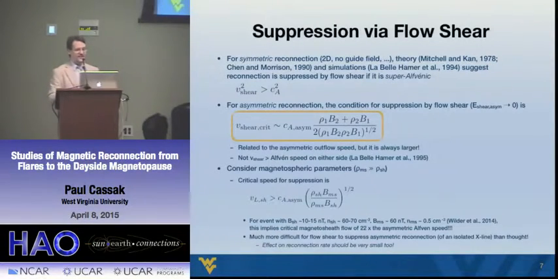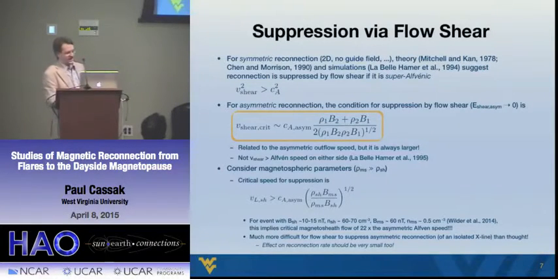Okay. And then, again, this other really important question is you can shut off reconnection if the flow shear is fast enough. And there's been a lot of work on this going back a long time. Even analytically, you can show that for symmetric reconnection, if the flow is super-Alfvénic, it basically kills off the reconnection and you get Kelvin-Helmholtz instability instead. Okay, makes perfect sense. So when we started this, we were thinking, well, okay, if you go to an asymmetric system, then if it's still faster than the asymmetric version of the Alfvén speed, that would shut off reconnection.